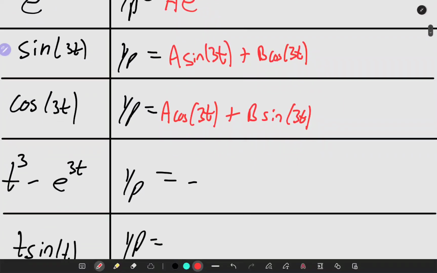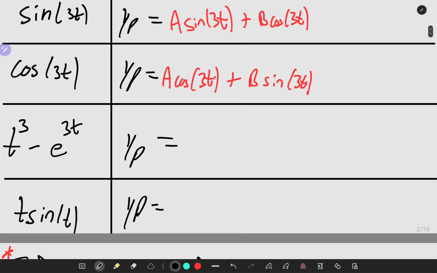Now, what if we have some kind of thing like this? If this was a 3, this would be a third degree polynomial. But because this is minus e to the 3t, it's different. It's a third degree polynomial minus this, so it's two different things at once. Now, whenever you have a subtraction sign or an addition sign, you're always going to take it as positive. When you write your particular solution, it's always going to be positive. You're never going to have a negative in your particular solution.